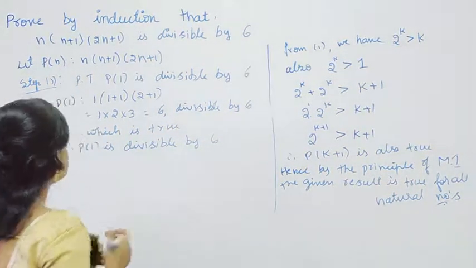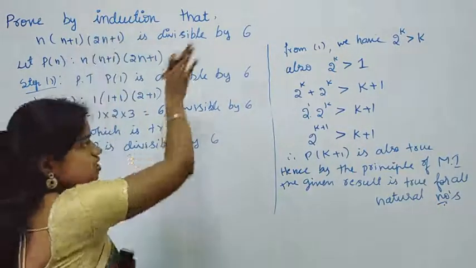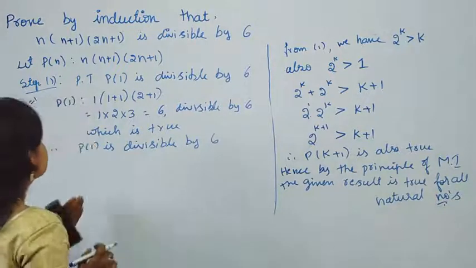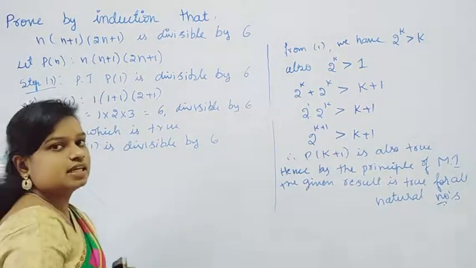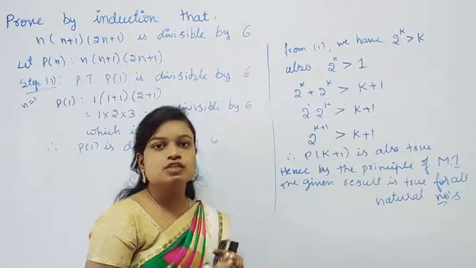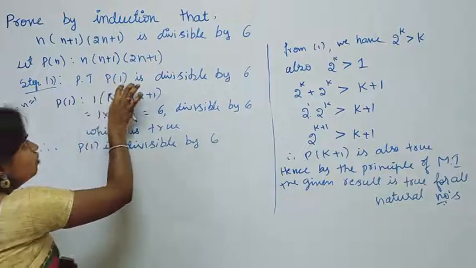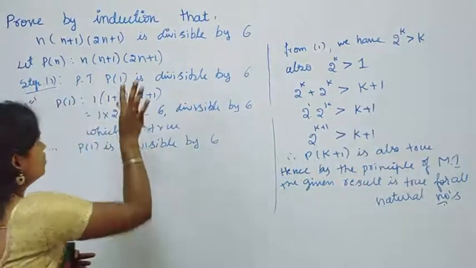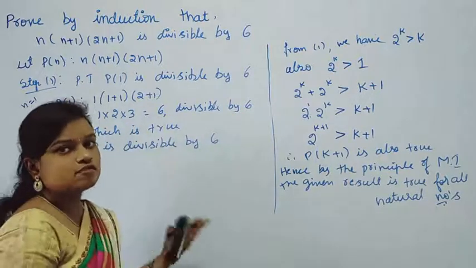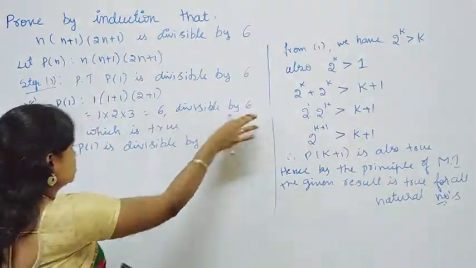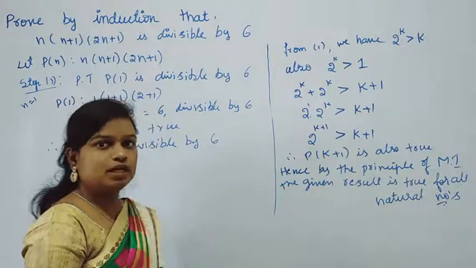I will explain once again. So we have to show that this number is divisible by 6. For that I consider the given statement as P of n. So using the principle of mathematical induction, the first step is we have to show that the given statement is true for n is equal to 1. So which means we have to prove that P of 1 is divisible by 6, right? So when we put n is equal to 1, you will get P of 1 is 6. So 6 is always divisible by 6, right? So which is true. So P of 1 is divisible by 6. So step 1 is completed.